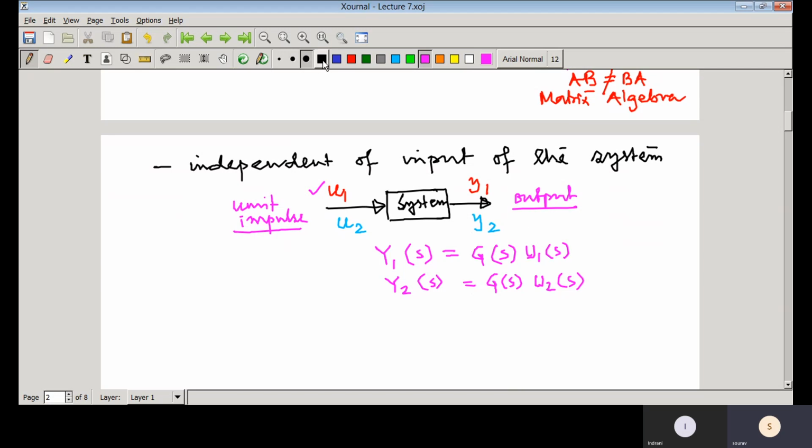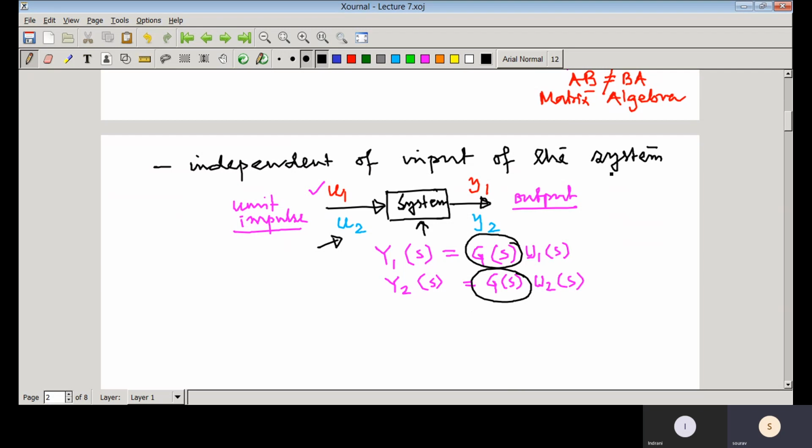So whatever input you apply to that system, the transfer function of that system remains the same, because you are not changing any dynamics of the system, and the transfer function represents the dynamics of that system. You will get different outputs, but the model, that means G(s), remains the same. So it is independent of the input of the system.